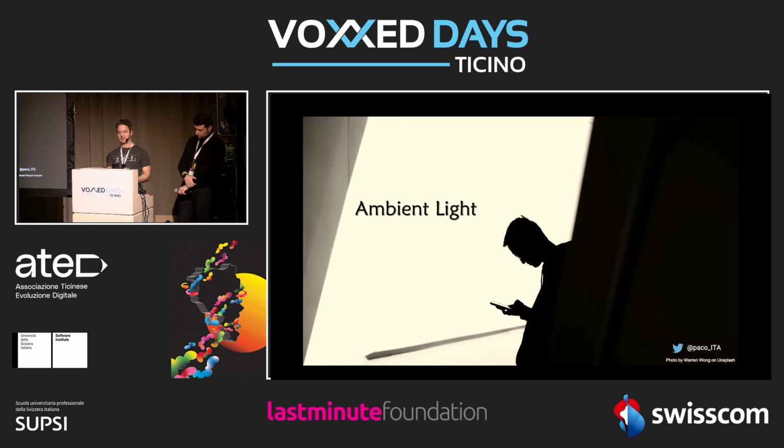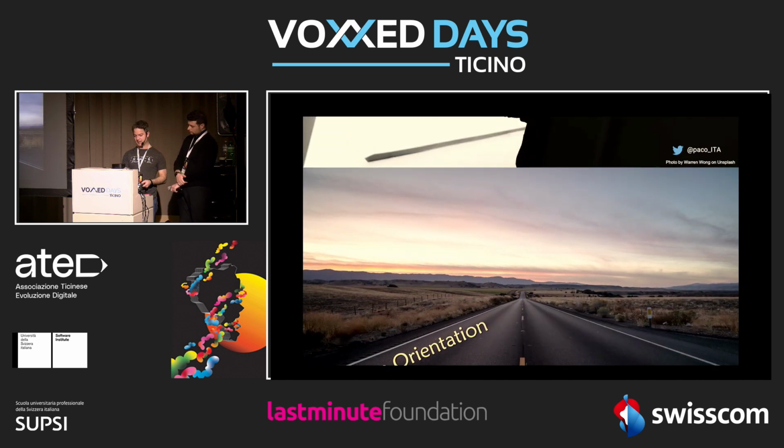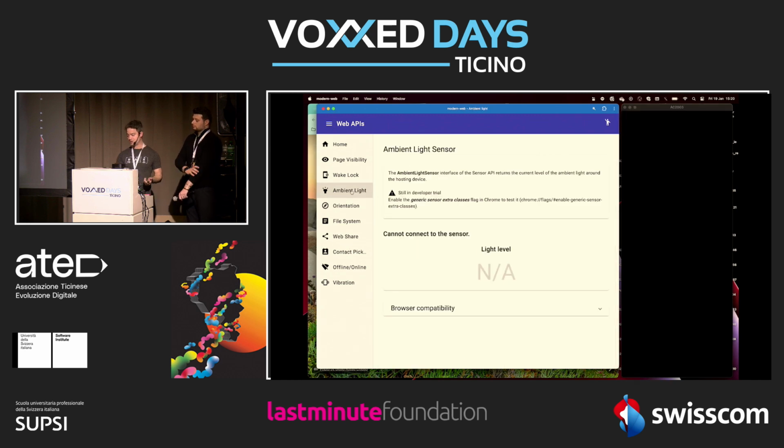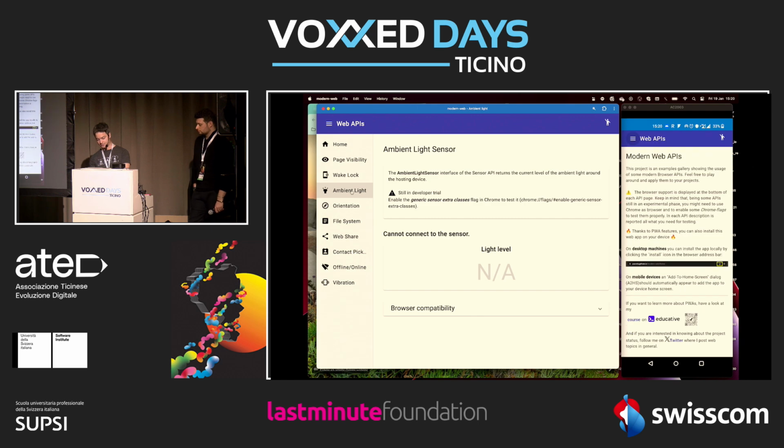For the ambient light, we can detect and register the amount of light around the device where our application is running. In this case, we will see an example with our phone. And then we can think about how we can implement and use this kind of information for what we need.